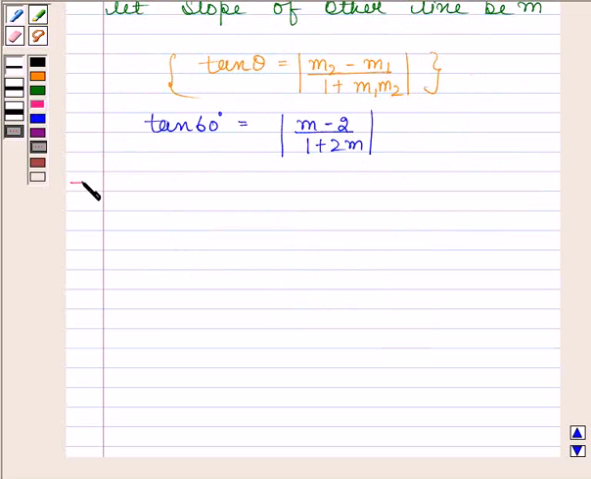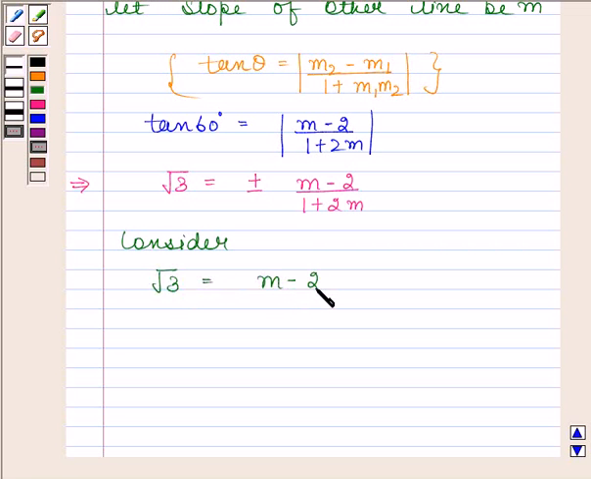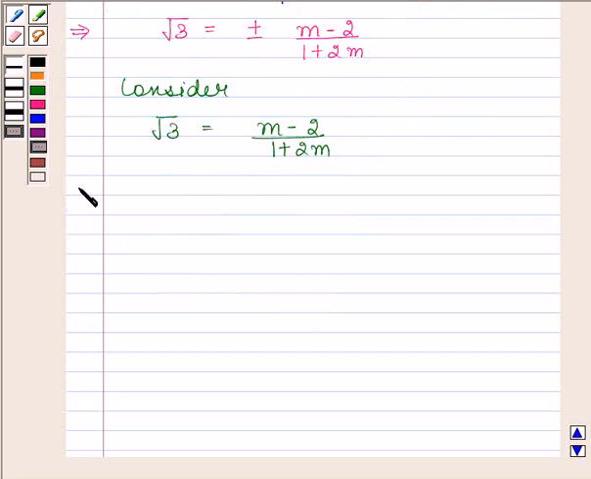Now this implies root 3 is equal to plus minus (m minus 2) upon (1 plus 2m). Right. Now first of all consider root 3 is equal to (m minus 2) upon (1 plus 2m). Now this implies root 3 plus 2 root 3 m is equal to m minus 2.